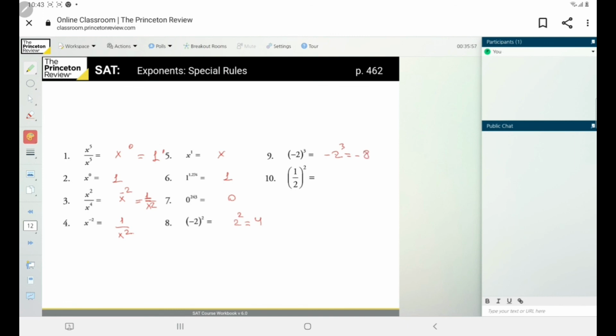And the last example is about the power of a quotient. For finding the power of a quotient, you distribute the power to all values in the quotient in this form: 1 squared over 2 squared, and this gives us 1 over 4.